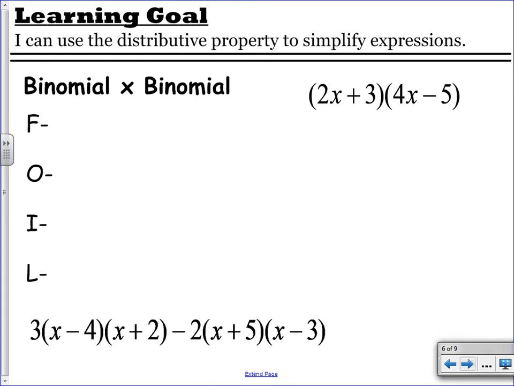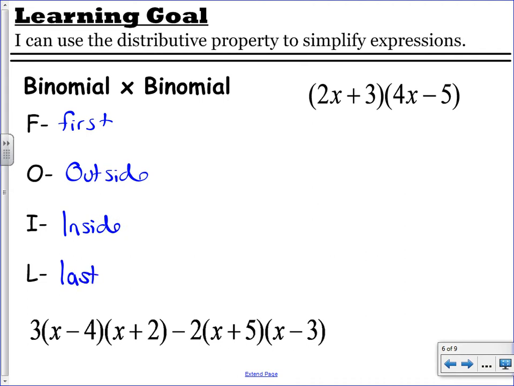Okay. I have now a binomial times a binomial. You would have learned this in grade 10, whether you're academic or applied. We use this acronym. How many of you have heard this acronym before? FOIL. Okay. Anyone remember what FOIL stands for? First, outside, inside, last.